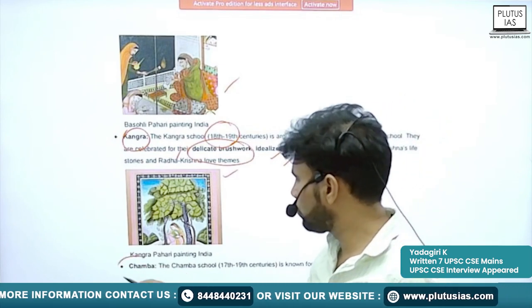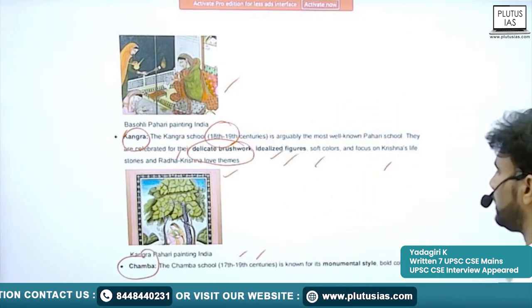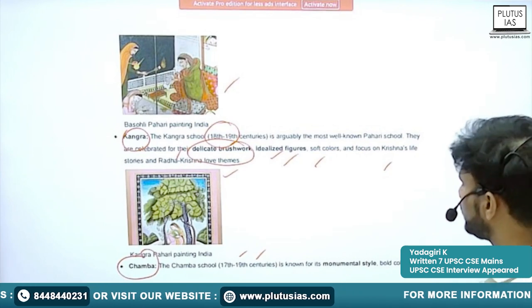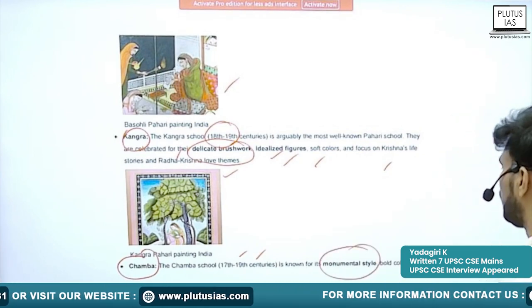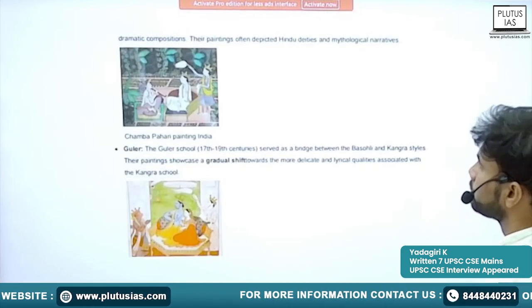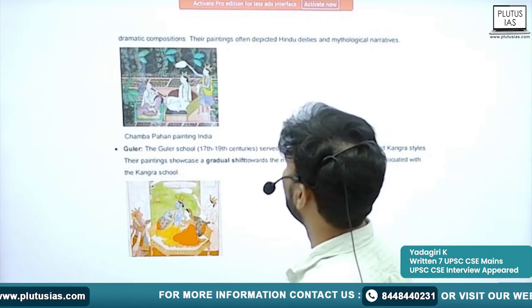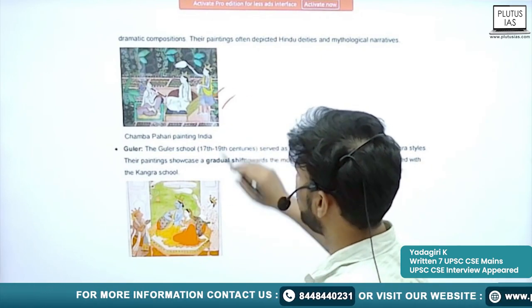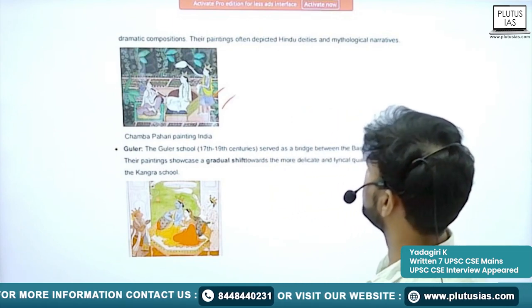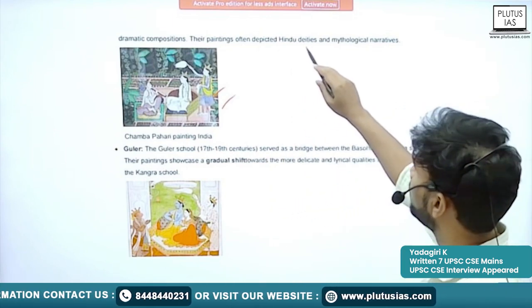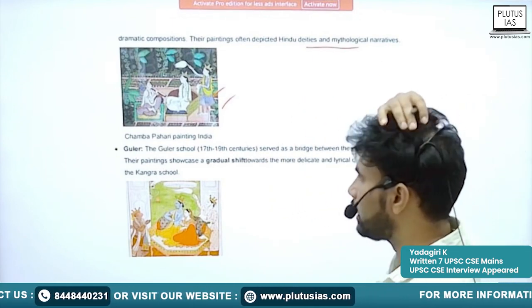Next is the Chamba school. It flourished between the 17th and 19th century, known for its monumental style, right, bold colors and dramatic compositions. So this is an example of the Chamba sub-school. It also depicted Hindu deities and mythological narratives.